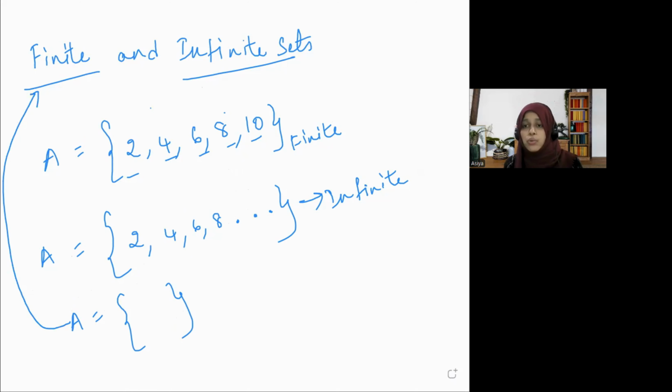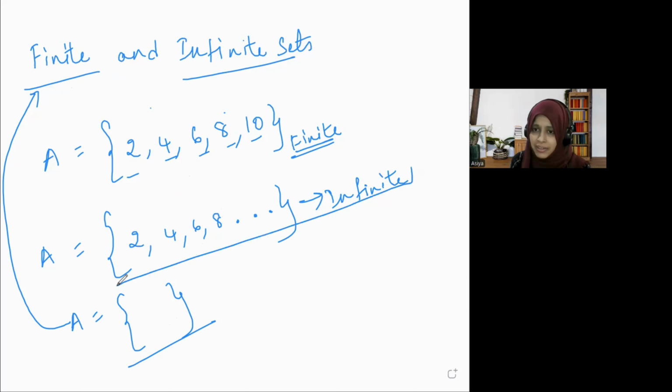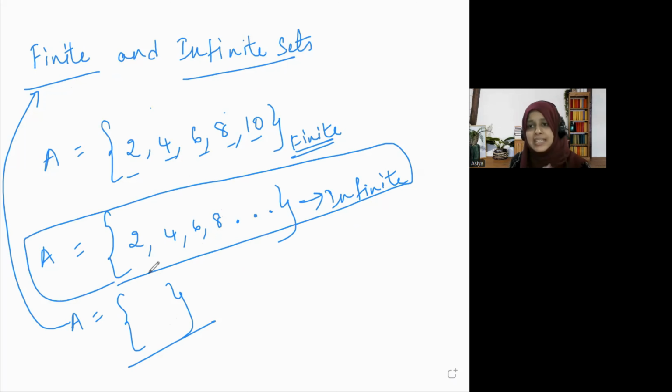So how do I define my finite set? A set which is empty or contains finite number of elements. Okay, what am I saying? A set which is empty or which contains finite or definite number of elements is called a finite set. Whereas a set which contains infinite number of elements is an infinite set.